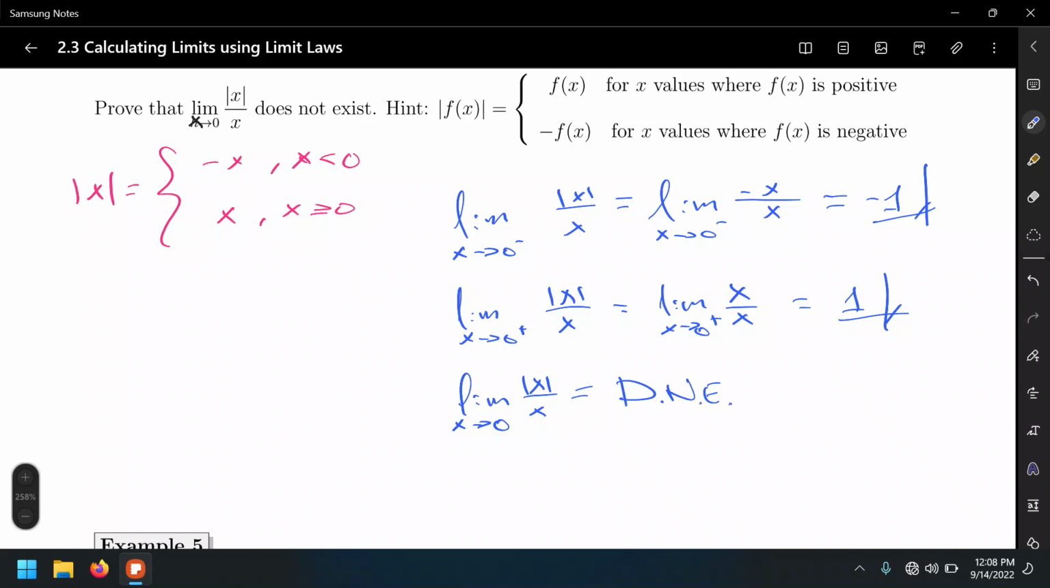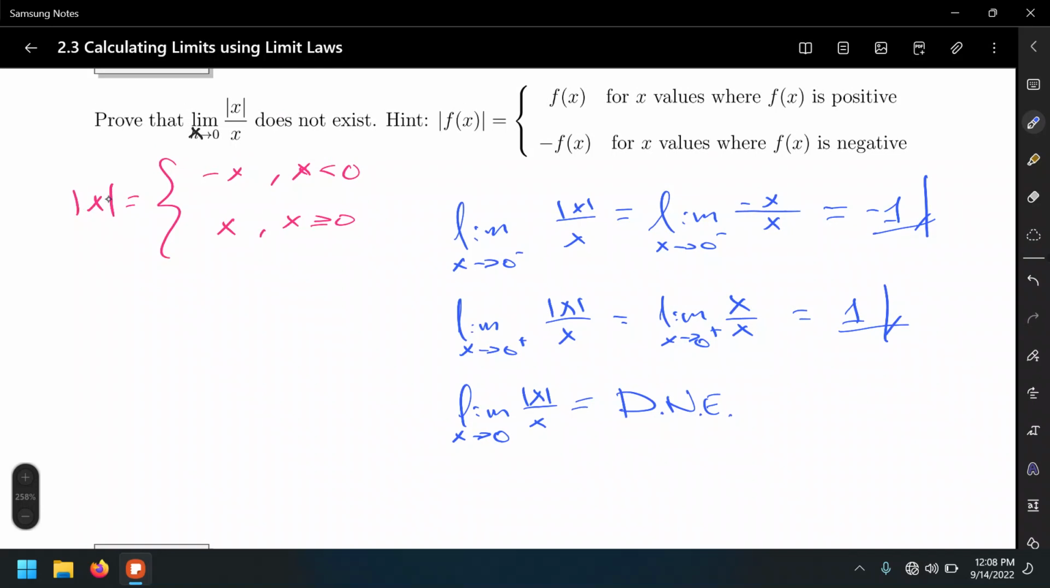I just have a question. Why or how do you get rid of the absolute value sign when you're evaluating the... Oh yes, from the definition of the absolute value of x, you know.